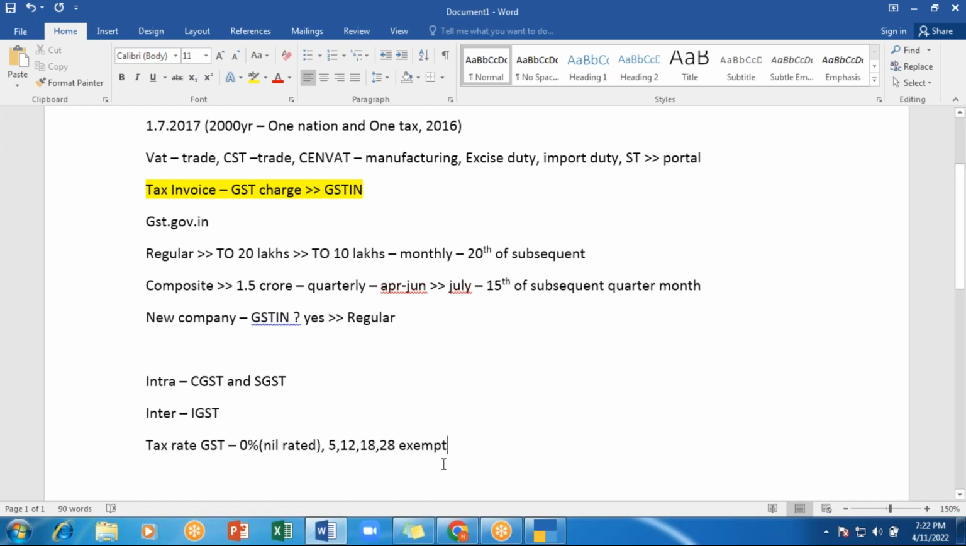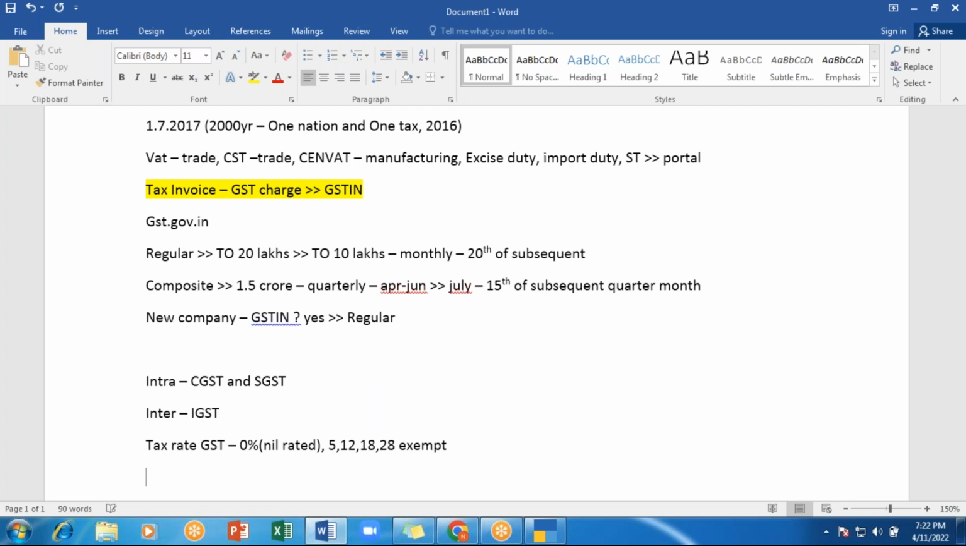Now, when we say 5%, 12%, 18%, this 5% will get bifurcated into CGST and SGST as 2.5 and 2.5 percent, if I'm making sales within my state. If I'm making sales to the other state, then I'll directly charge 5%. Same way, 12% will get bifurcated into 6%, 18% as 9%, 28% as 14%.